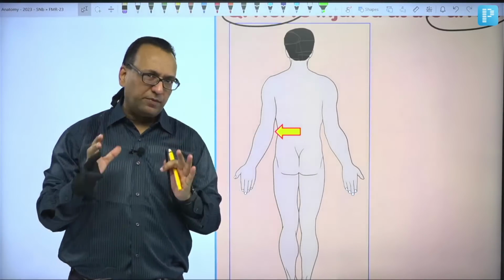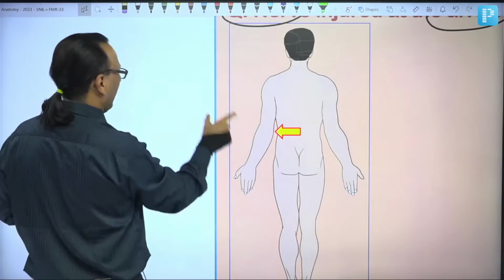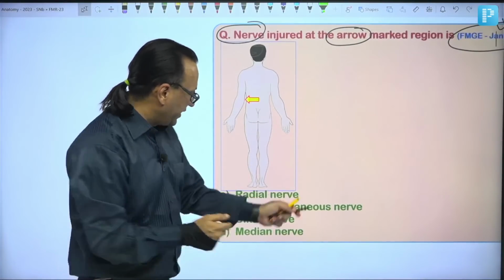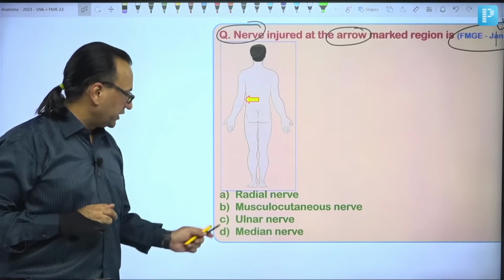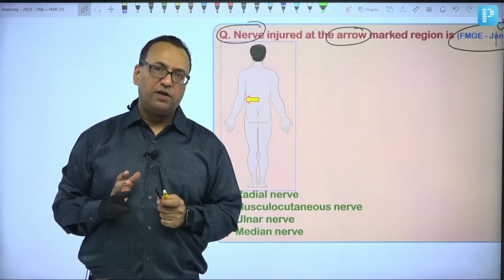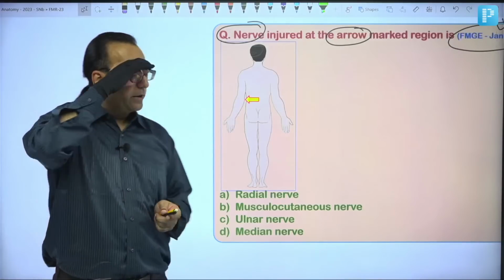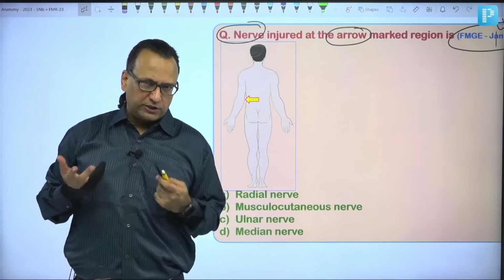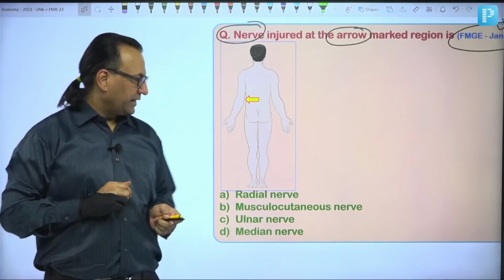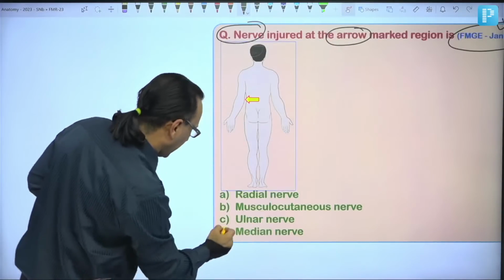So posterior view, and it appears to be something at the lower end of the humerus bone, and more helpful will be looking at the options. That is why we say that always look at the options. Radial nerve is injured, musculocutaneous nerve is injured, ulnar nerve is injured, median nerve is injured. So they are asking about some nerve which might be here related to the medial side of the humerus bone. So we have to find out which nerve relates to the medial side of the humerus bone. In fact, it is the ulnar nerve.